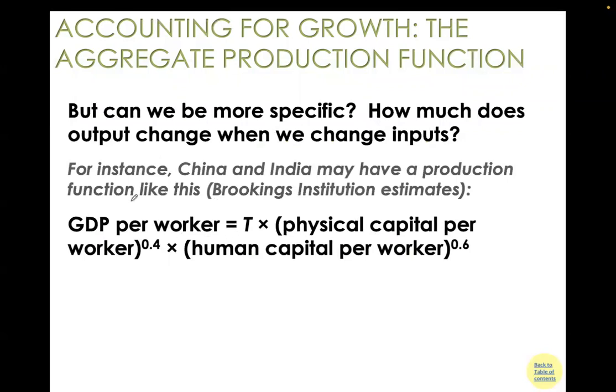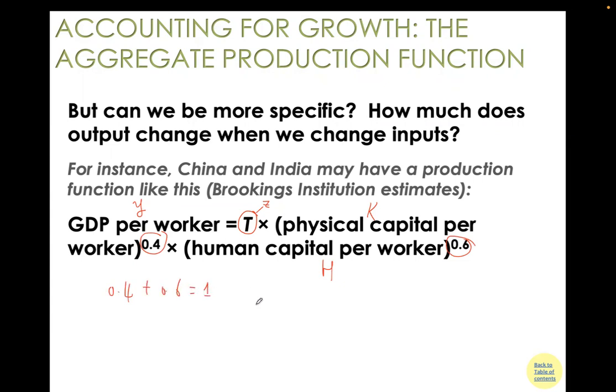To be more specific, this is how the function will look. On the left-hand side is Y, which we call GDP per worker. On the right-hand side, T stands for technology. Sometimes we use T, sometimes Z, but they are the same thing. This refers to technology. And then it also relies on physical capital per worker, for which you can use K, and human capital per worker, for which you can use H. There are the exponents 0.4 and 0.6. If you add them together, 0.4 plus 0.6 is equal to 1.